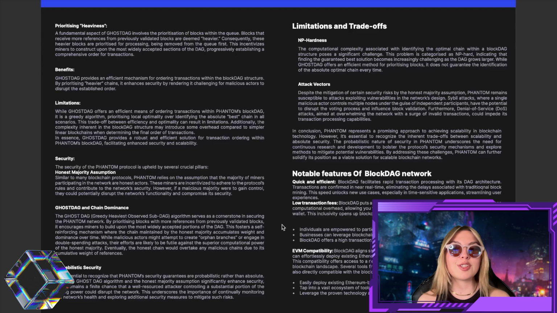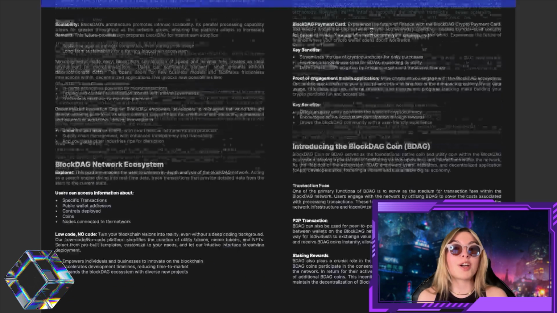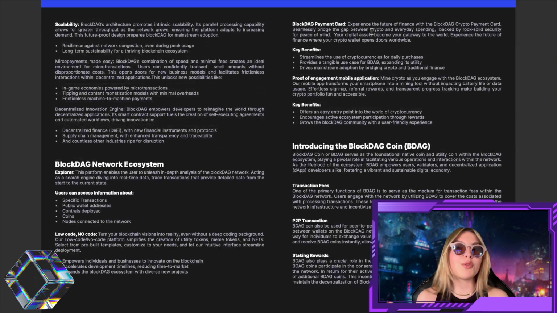Then we have the limitations, the security down below, the honest majority assumption, GHOST stack and chain dominance, the probabilistic security, and then on the right hand side, limitations and trade-offs, the NP hardness, the attack vectors, notable features of BlockDAG network, and the quick and efficient, low transaction fees, also a very, very important part, the EVM compatibility, and all once again in such detail that you literally understand how everything works and the mechanics behind the huge operation.